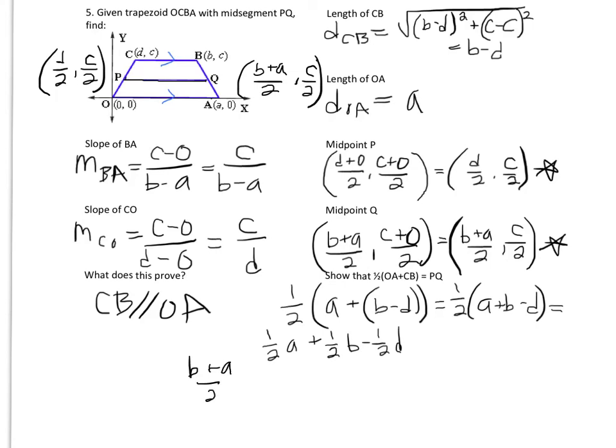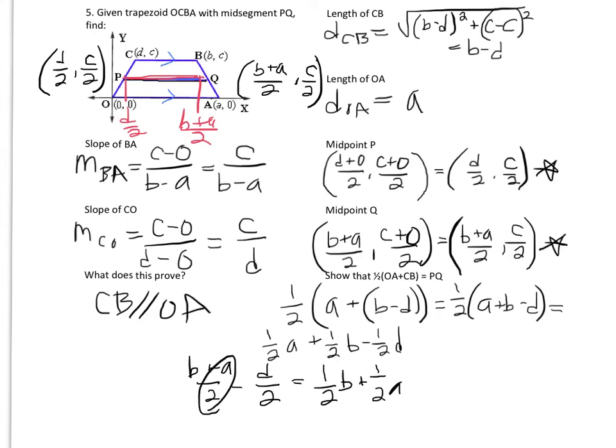So I know b plus a over 2 minus d over 2, and this is the midsegment, maybe I should draw it in red here. I just need to find the length of that, and I know it goes from d over 2 to b plus a over 2, and I'm just finding the distance that way. So it's b plus a over 2 minus d over 2, which can also be written, if I break it all out, as 1/2 b plus 1/2 a minus 1/2 d. And I see that those two are in fact equal.